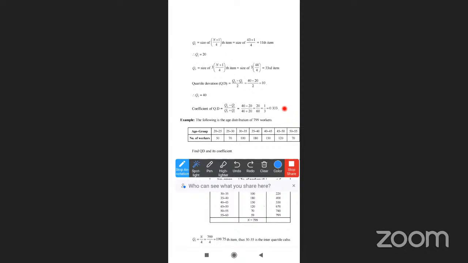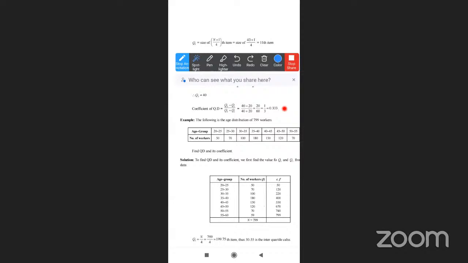So this is discrete distribution. Clear? Any doubt? Tell me. Give the response.